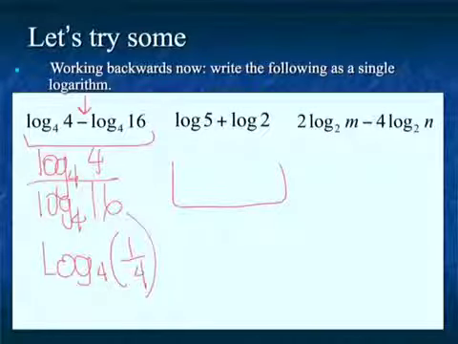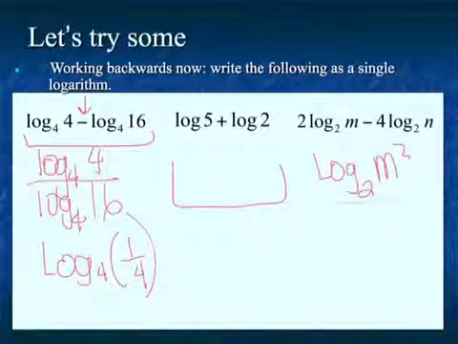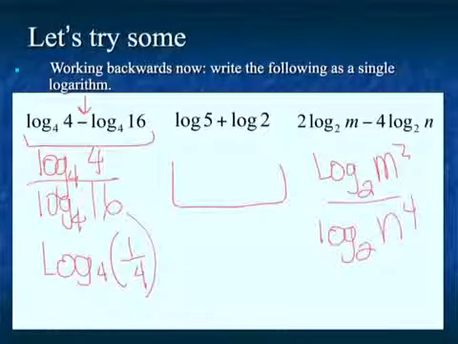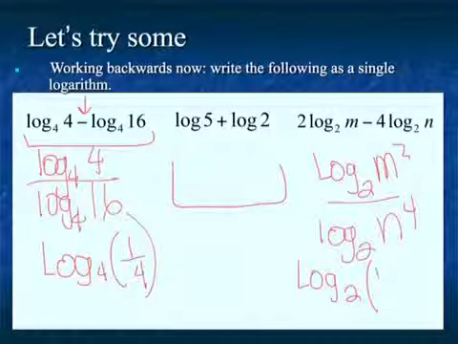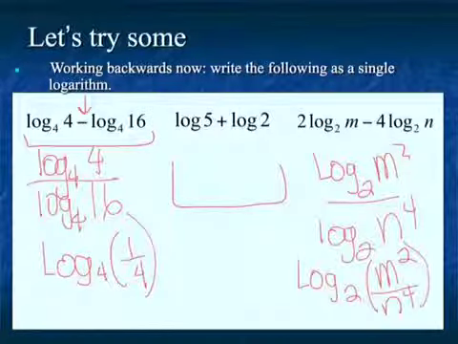We'll do this one right here. We have subtraction, so we're going to write it as a condensed logarithm. And so this is going to be log base 2 of m squared over log base 2 of n to the 4th. I'm going to write it as 1, and this is going to be log base 2 of m squared over n to the 4th. Let's see what you got for the next one.